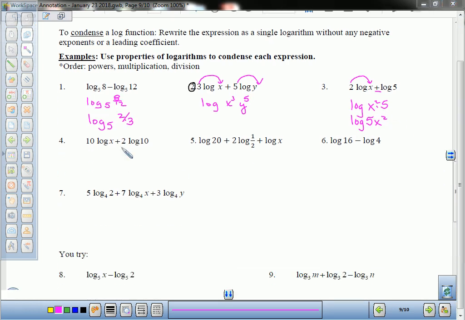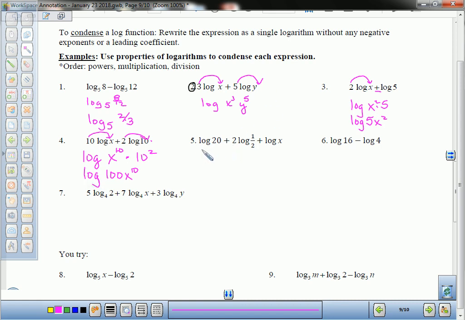Okay, example 4. So here we have 10 log of x plus 2 log of 10. So this becomes the exponent. This becomes the exponent. So if we were to write it as a single log, it would be x to the 10th times 10 squared. Well, what is 10 squared? 100. So it would be log of 100 x to the 10th. We would want to write it in proper form, and in proper form the coefficient would come first.